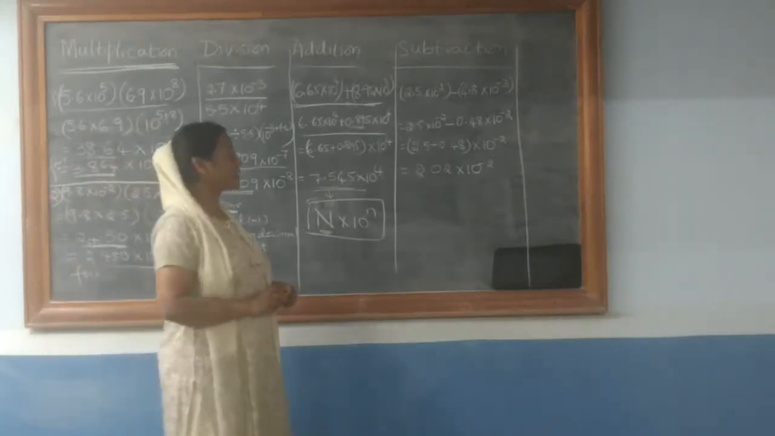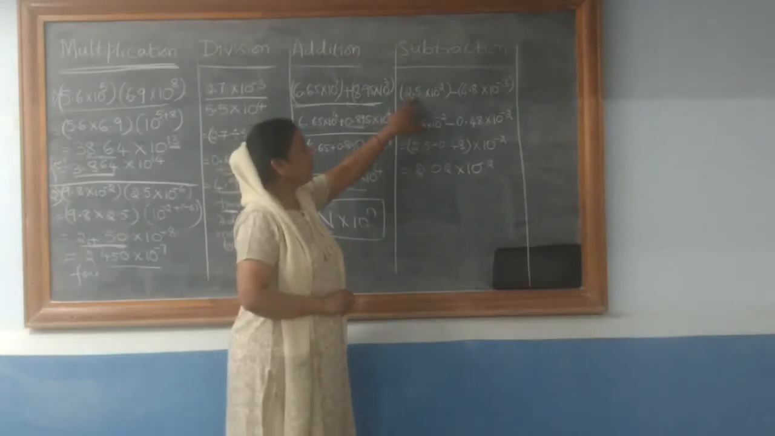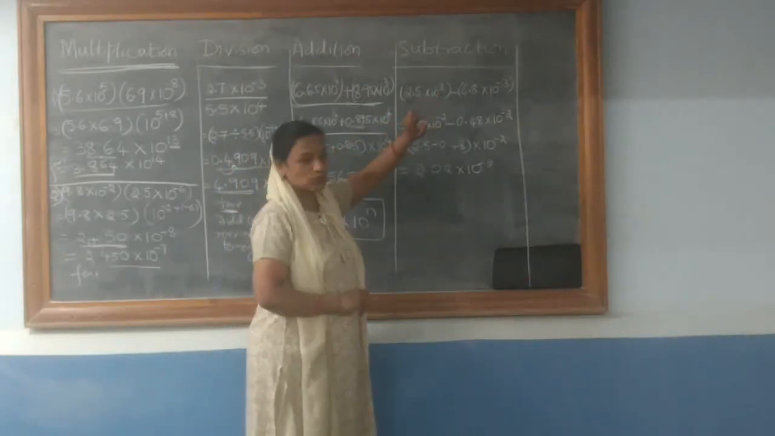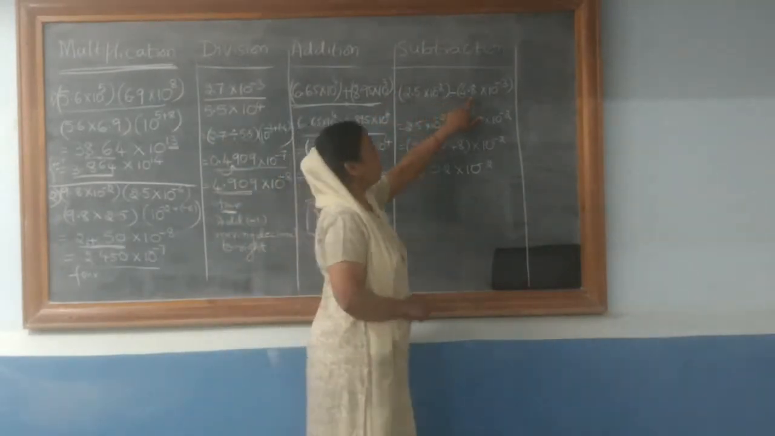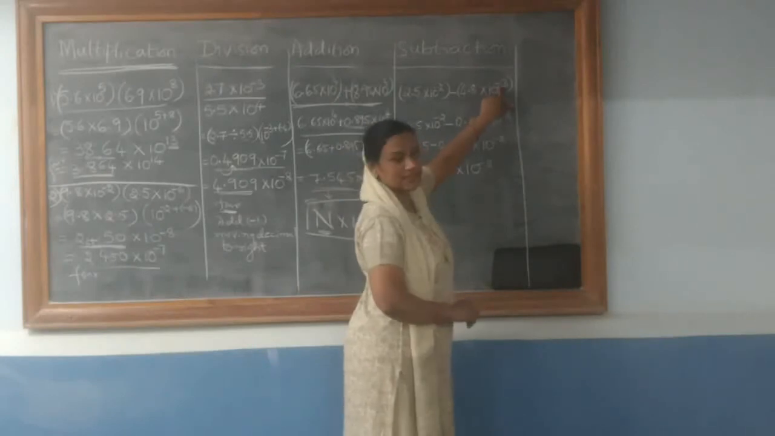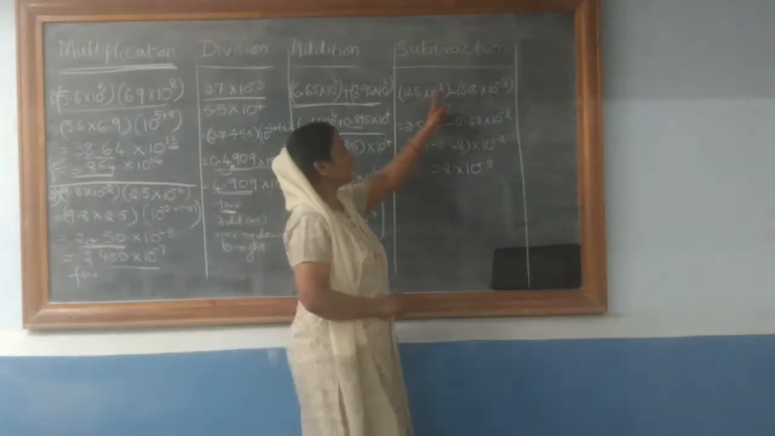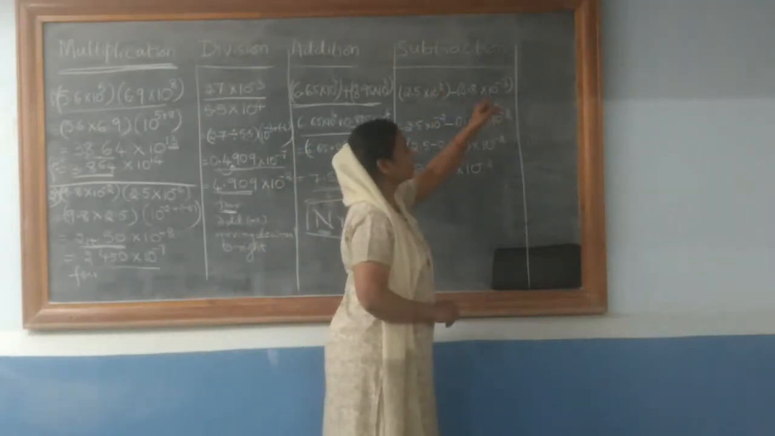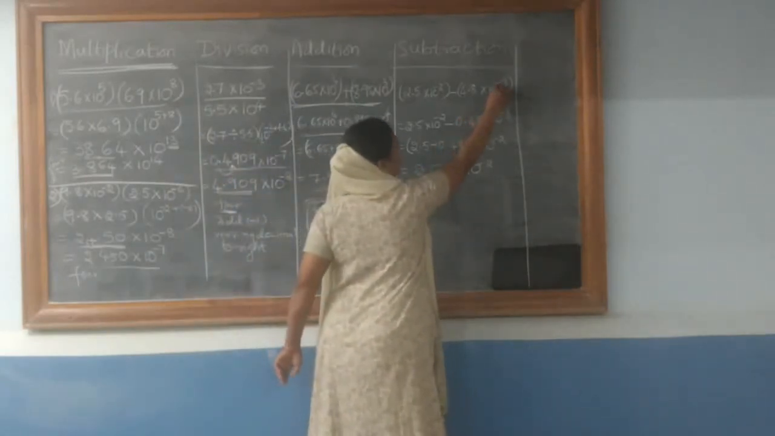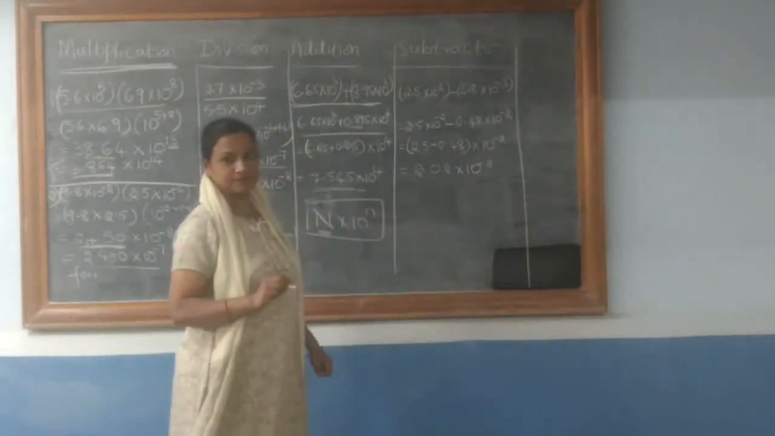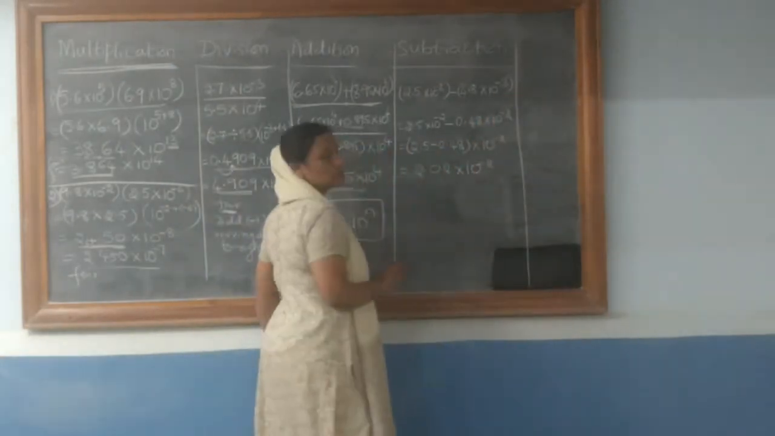Next is subtraction. For subtraction, the problem taken here is 2.5 into 10 to the power of minus 2, exponent is minus 2, minus 4.8 into 10 to the power of minus 3. Once again for subtraction also, you should make the exponents the same. Minus 2 and minus 3 should be changed to minus 2. If you want to make this minus 2, you should add plus 1. Minus 3 plus 1 will be minus 2.